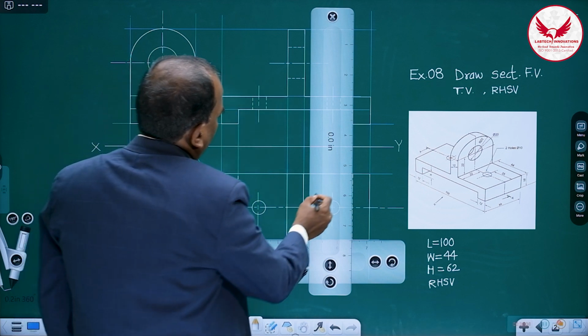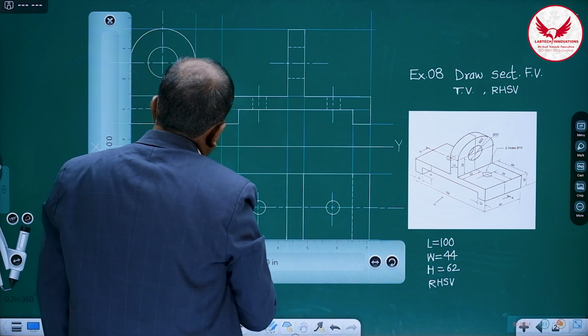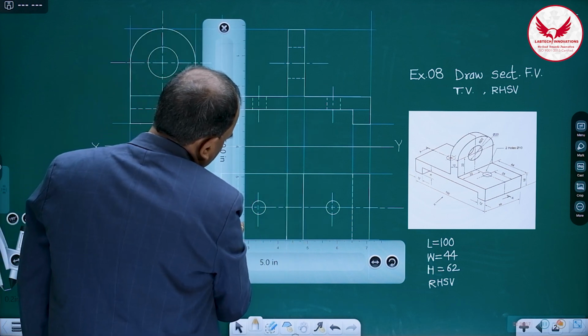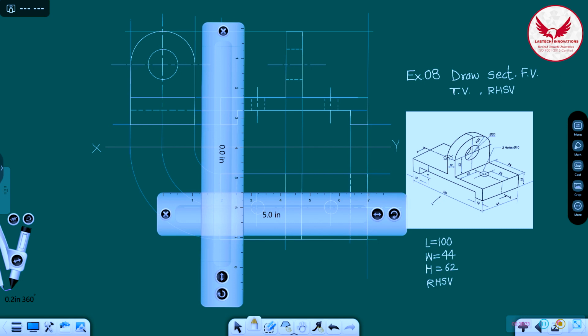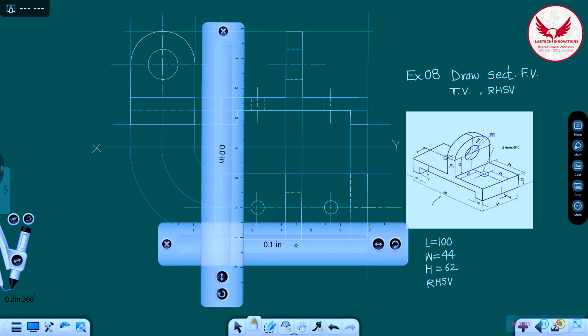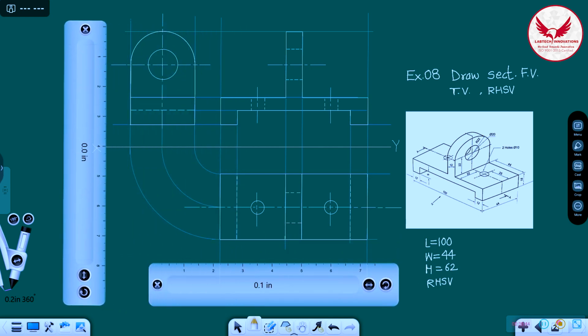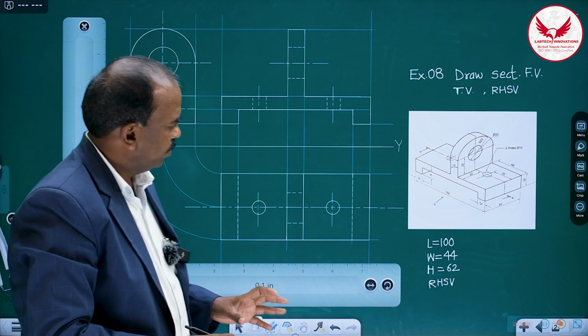It's dotted. Then instead of taking the projections of this hole, what is the best practice? From the center line, mark 10 mm above in this portion, and 10 mm below. So this is the proper way of drawing the orthographic views. So these are the three simple orthographic views of this object.